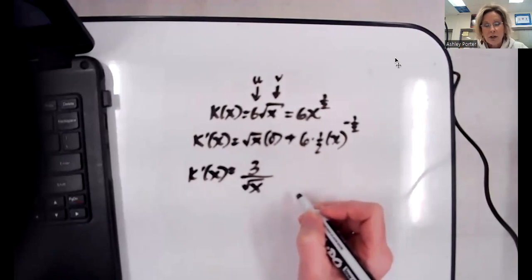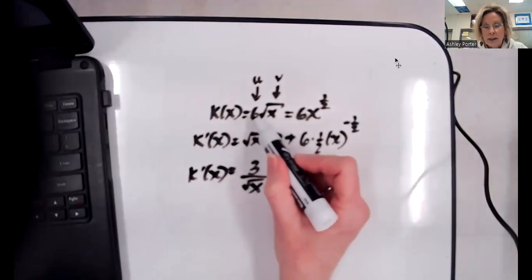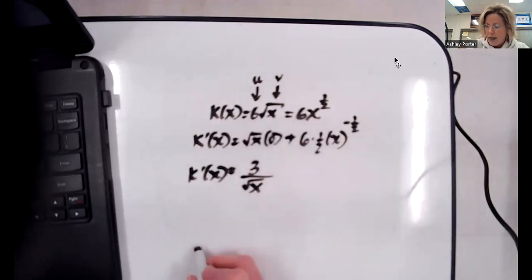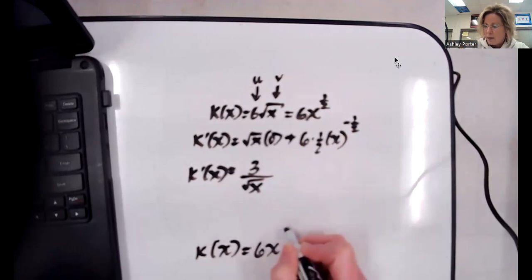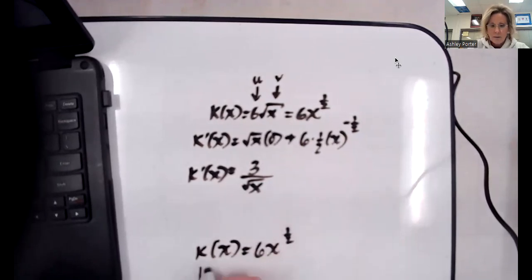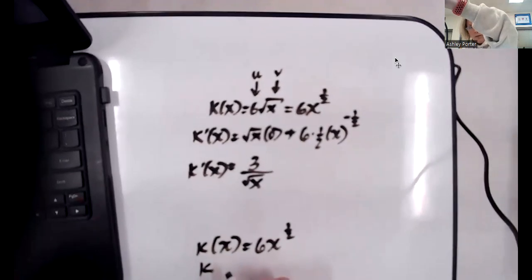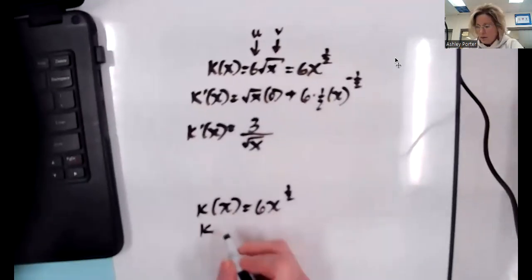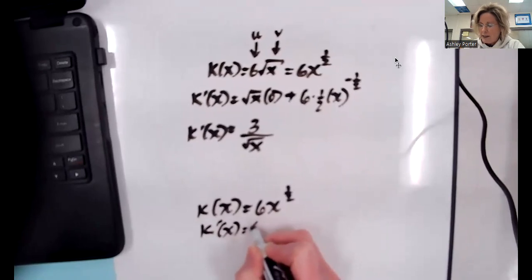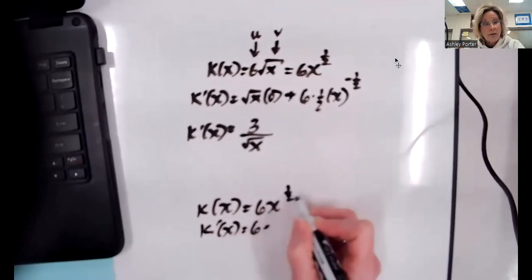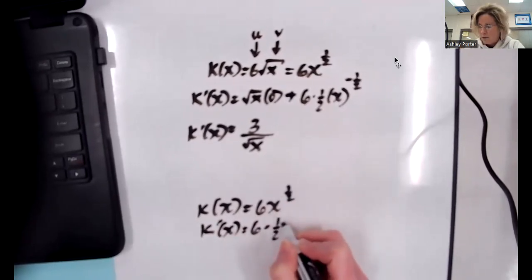Now, my suggestion is that you not make it that hard. 6 is a constant. It's not actually a function of x. So the product rule is not necessary. It would be easier to say k prime of x is simply 6 times the derivative of x to the 1/2.